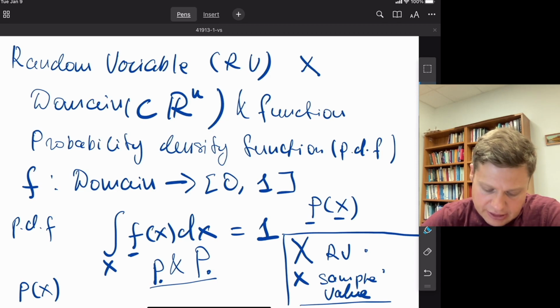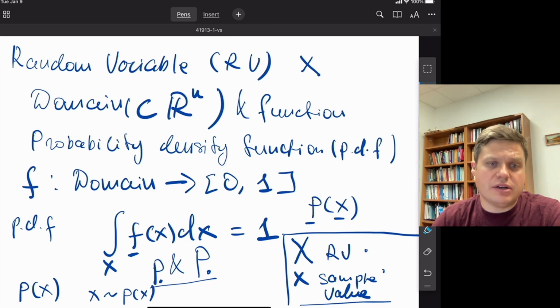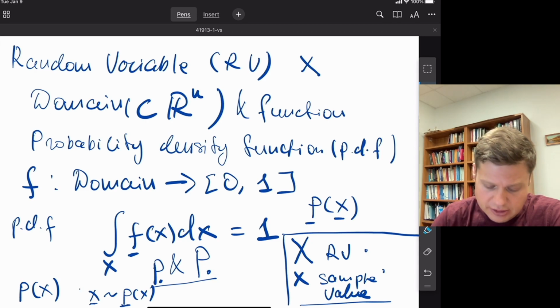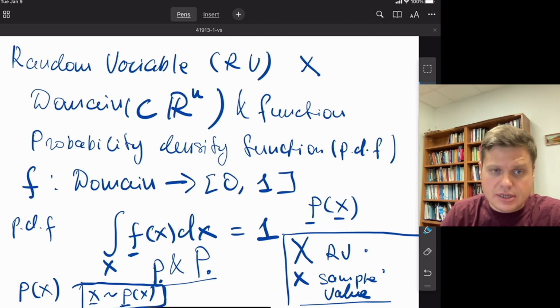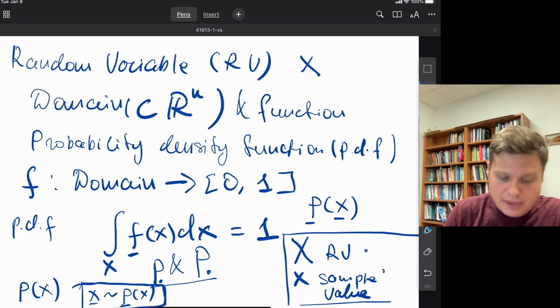For example, you're going to see notation something like this: x follows p of x. So this notation means that random variable x follows distribution specified by the probability density function small p. Okay, so this is kind of meaningless notation, but it's convenient. So we'll use those type of notations. But I'll remind you, once we start heavily using this type of notations, I'll remind you about this agreement.